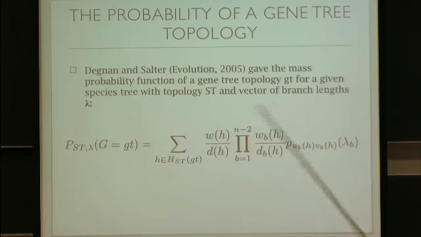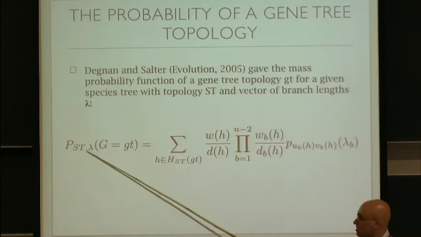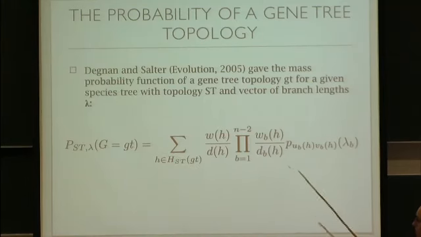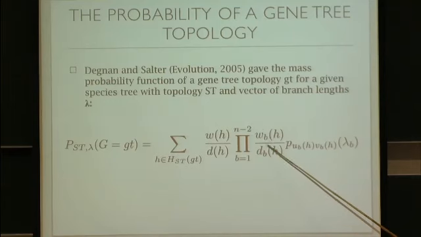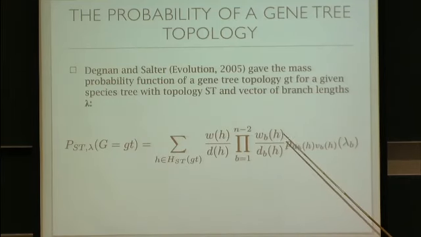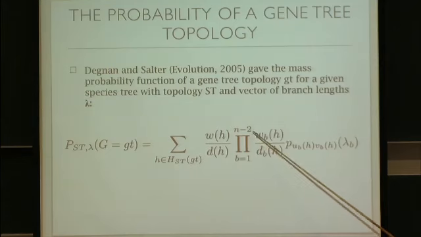Okay, so if you look at this, the probability of a gene tree given a species tree and branch lengths takes the summation over all coalescent histories. For each coalescent history, we do this calculation. Now ignore this term for the time being. Here we take the product over all internal branches of the species tree, so we go from 1 to n minus 2. This is the number of internal branches in the species tree.